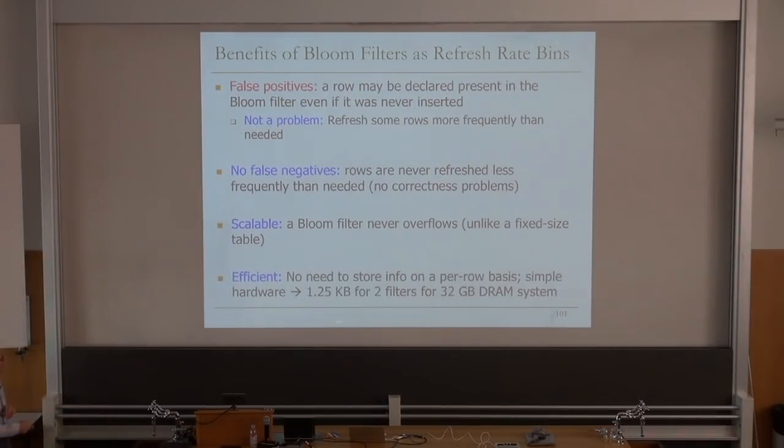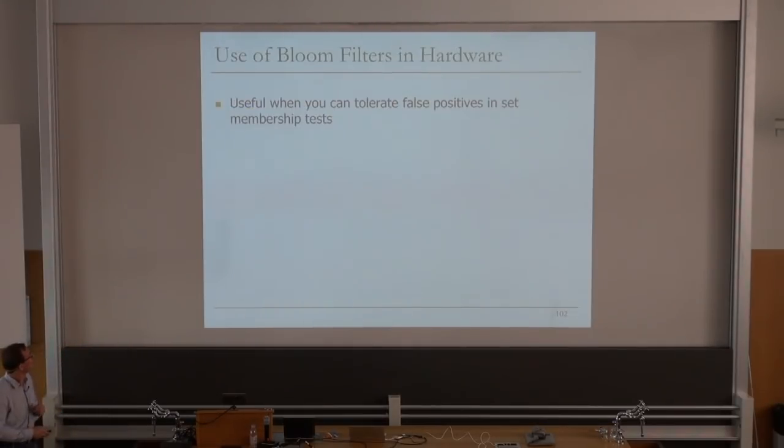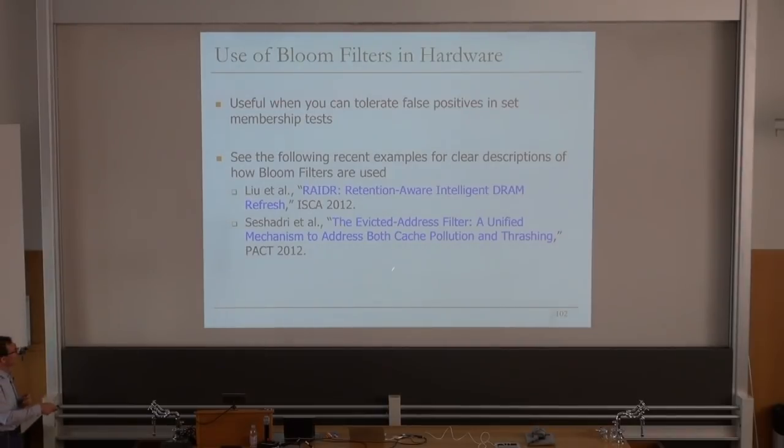And it's also efficient. Basically, as I said earlier, just for two filters, you need 1.25 kilobytes as opposed to megabytes. Okay, I think we already said this. Basically, this is useful when you can tolerate false positives. And RAIDR is one example, but we've used it for some other examples. So I like this paper quite a bit, but it's not clear if we're going to cover it. So if you're interested, you can take a look at another use of Bloom filters in hardware.